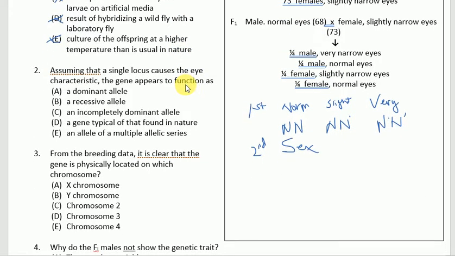2, assuming that a single locus causes the eye characteristics, the gene appears to function as, well, we know it's not dominant. We know it's not recessive. It is incomplete dominance. A gene typical of that found in nature? No. And so I'm going to go with an incomplete dominant allele.